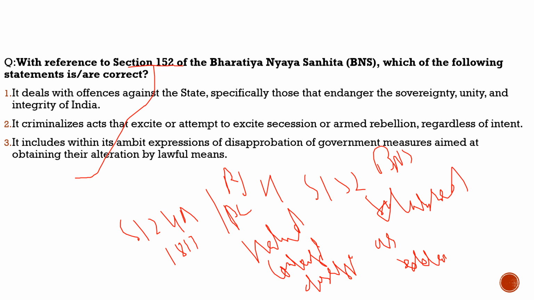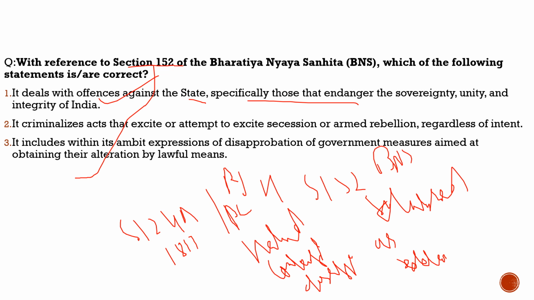So we need to understand what this section 152 says, and we would understand that through this question. Now let's see what the question says. With reference to section 152 of the Bharatiya Nyaya Sanhita, which of the following statements are correct? First statement: it deals with offences against the state, specifically those that endanger the sovereignty, unity and integrity of India. 100% correct, but here is a problem. It does not clarify what those offences are. It says if anything endangers the sovereignty, unity and integrity of India, he would be punished. But what are these things?